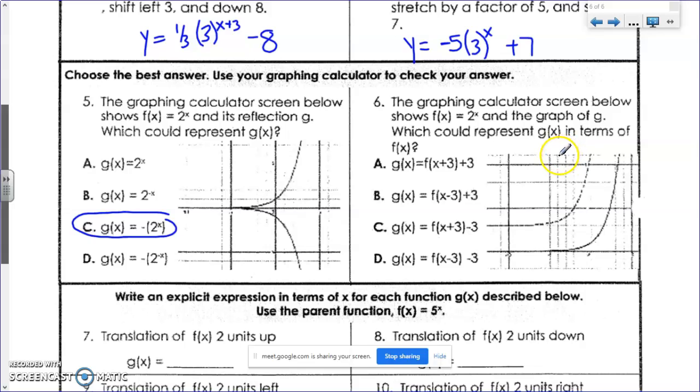Left and then up. So which one? We're talking through. I'm trying to make sure. Do you see the bottom function is the parent function because this is the dotted one, right? So what happened from here to there? Okay, we're going to say this is f of x. This is g of x. Because f of x at 2 to the x would be here, right? So it had to go up 3 and then it went left 3. So which one would that be?